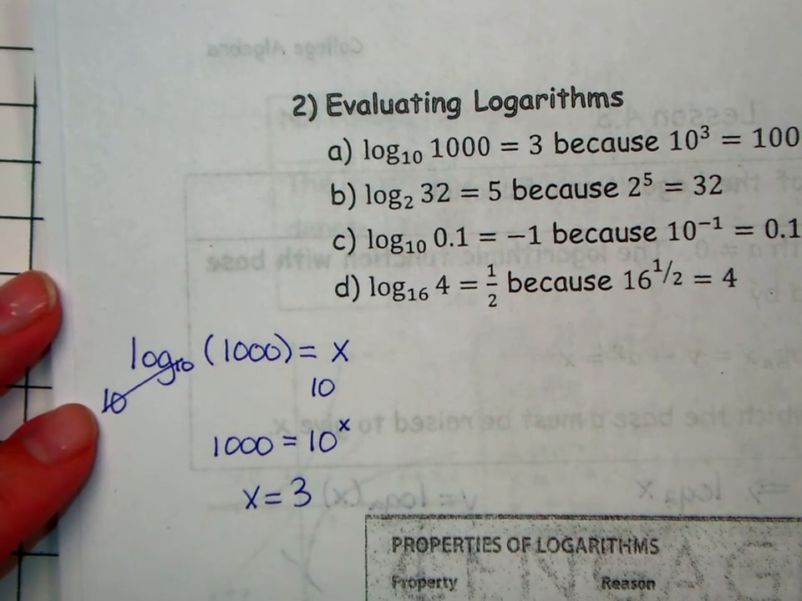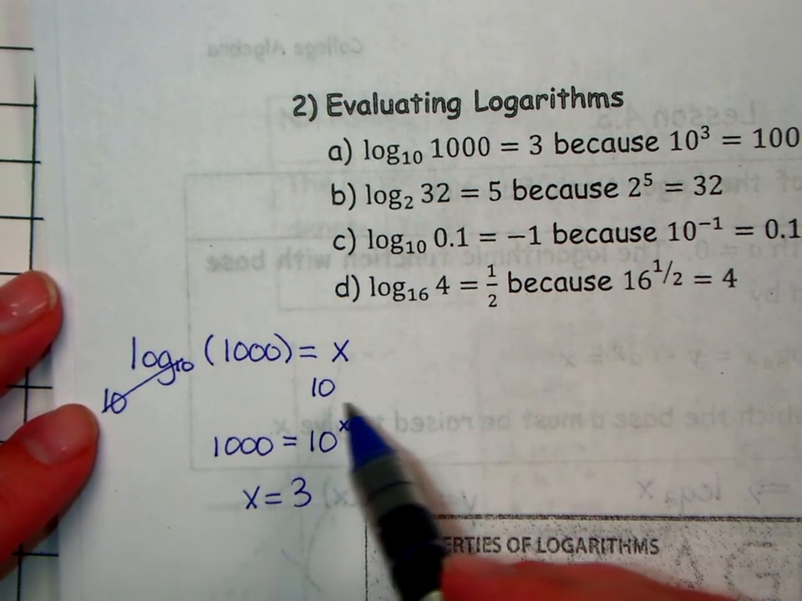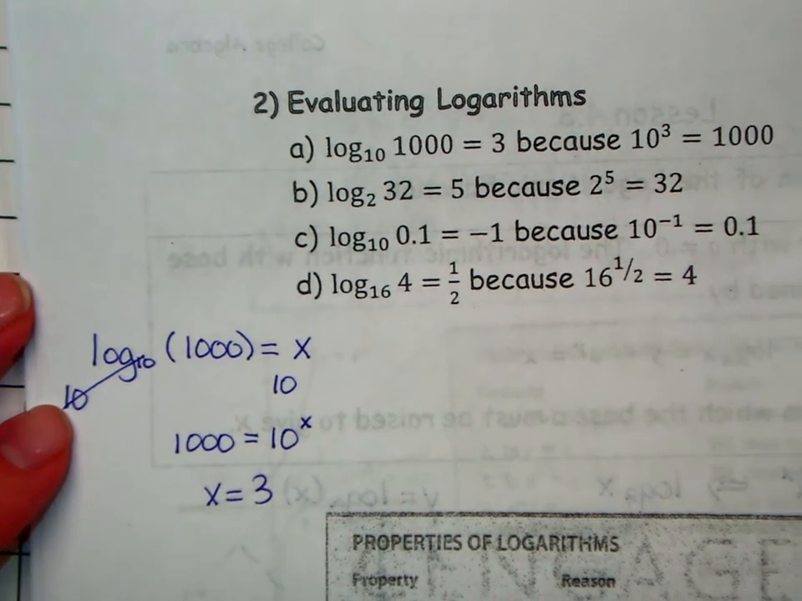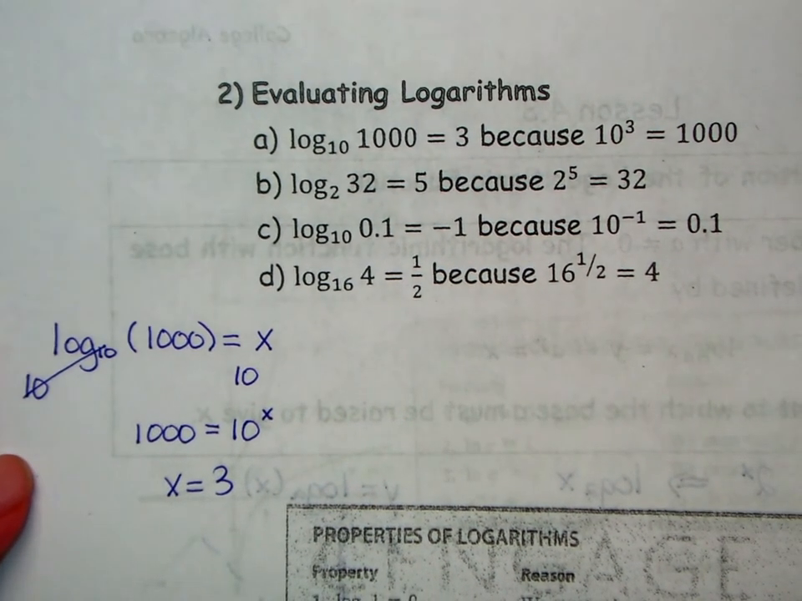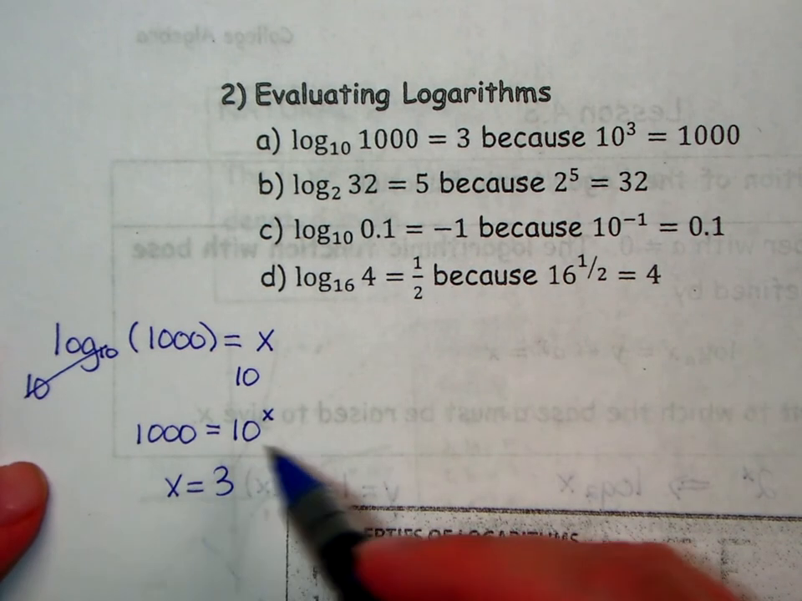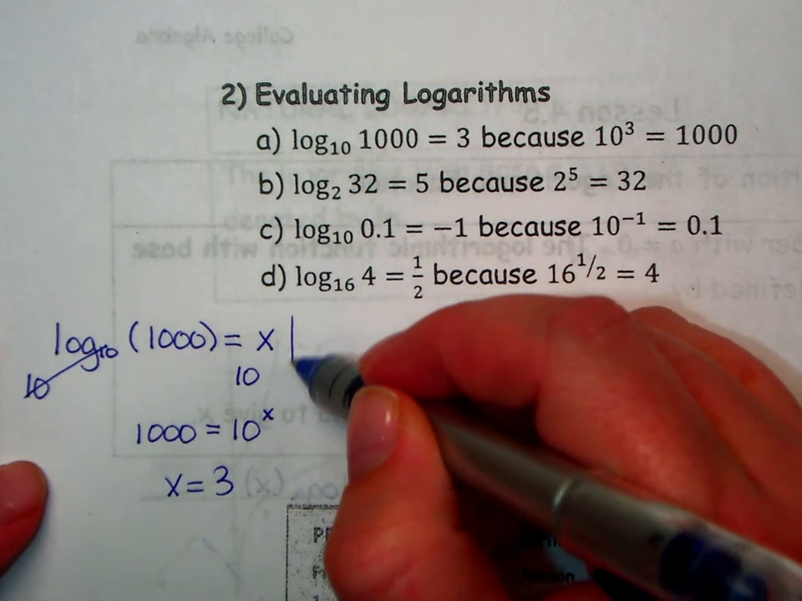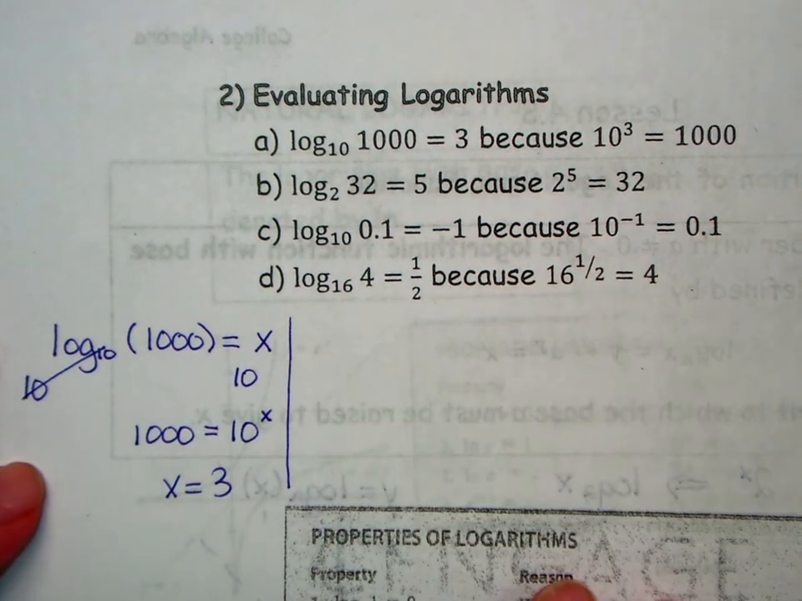10 to the third is 1,000. So I kind of call solving this part right here just using, I don't know, mathematical magic, okay? You just stare at it long enough until you see the answer, or you can just plug it into your calculator until you find the answer, all right?